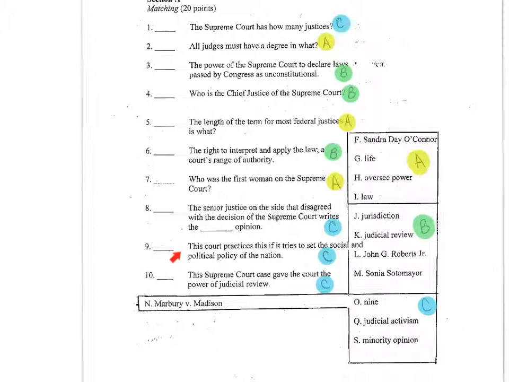Number 9, this court practices this if it tries to set the social and political policy of the nation. What is it practicing? It's doing what? And number 10, the Supreme Court case that gave the power of judicial review. What was the Supreme Court case that gave judicial review? Okay, so that does it for the matching. We'll flip on to the next page.